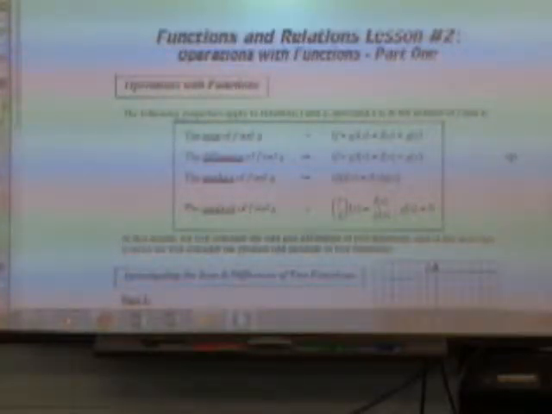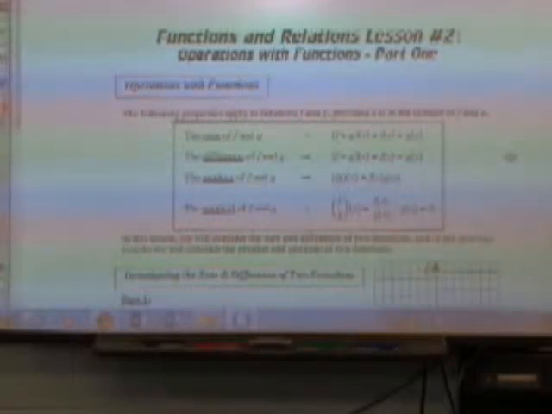So, operations with functions. We have these functions, f and g. All a function is, it's an equation. Last year, or grade 10, when we defined functions, a function was something that for every input there was a single output. It passed the vertical line test.